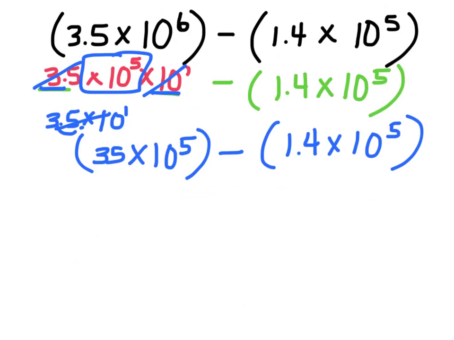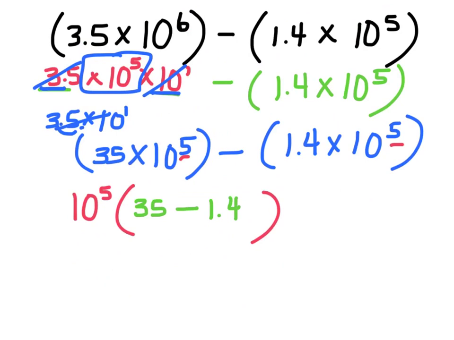Okay, now look at this problem. Now do they both have the same exponent? Yep, they do. So I know I'm multiplying everything by 10 to the 5th, so I'm going to pull that out, and with my distributive property, I'm going to take my 35, and it says minus, and then it says 1.4. Okay, so now what I'm going to do is subtract 35 minus 1.4. Oops, I better rewrite that. I'm going to do 35 minus 1.4.